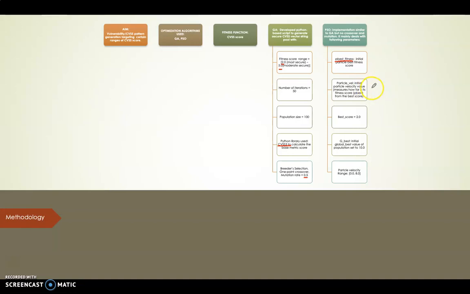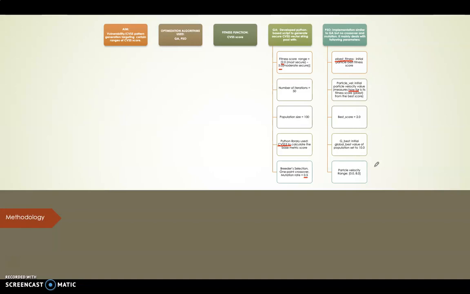This particle velocity basically measures how far the particle's fitness score is from the best score. It basically calculates the difference between the two. Here the best score we have kept as 2.0. Here global best value keeps track of the best fitness score of the entire population of particles. Initially we set it to 10, but as the iterations pass, the value keeps changing.